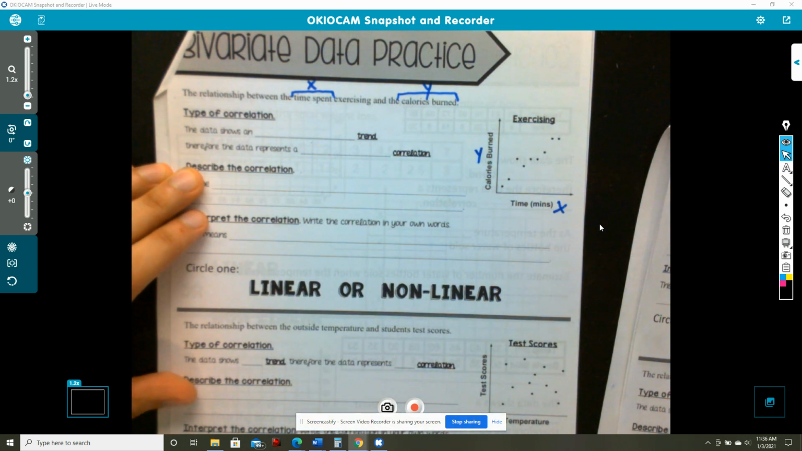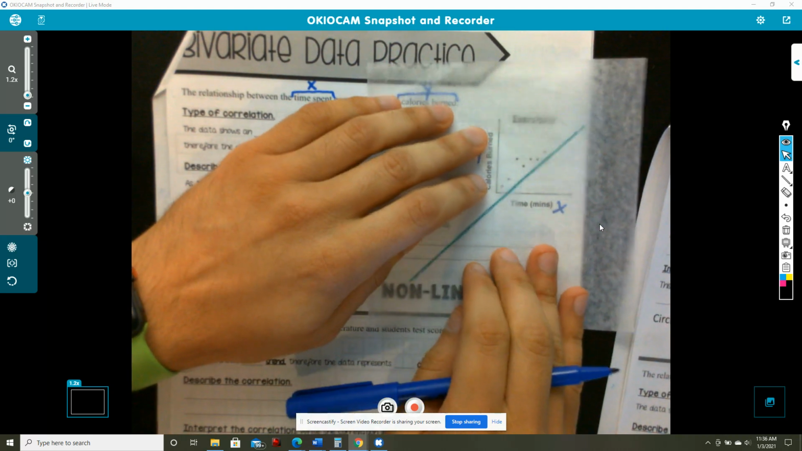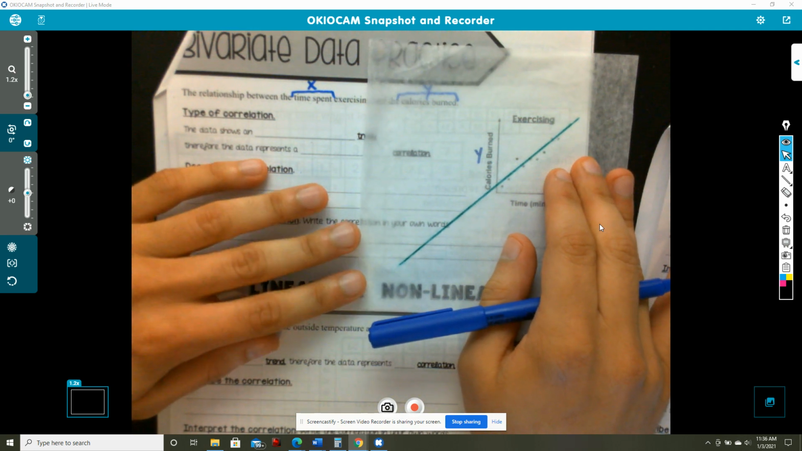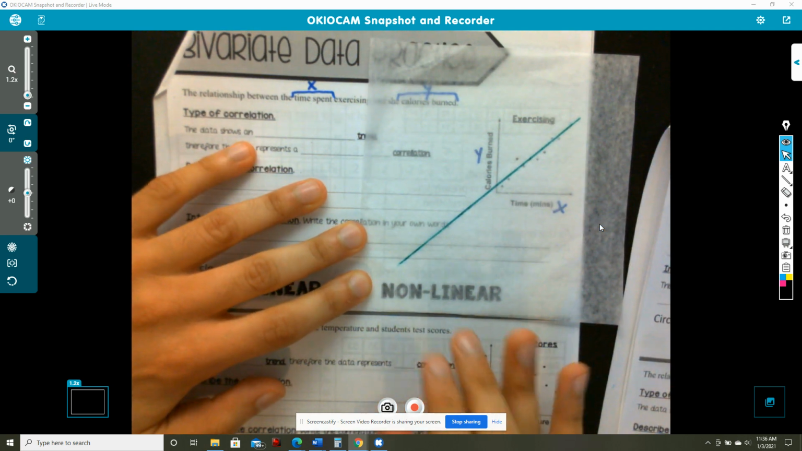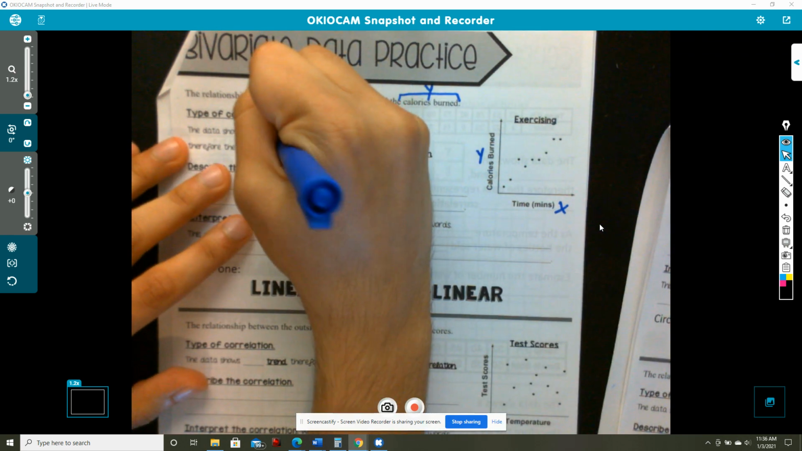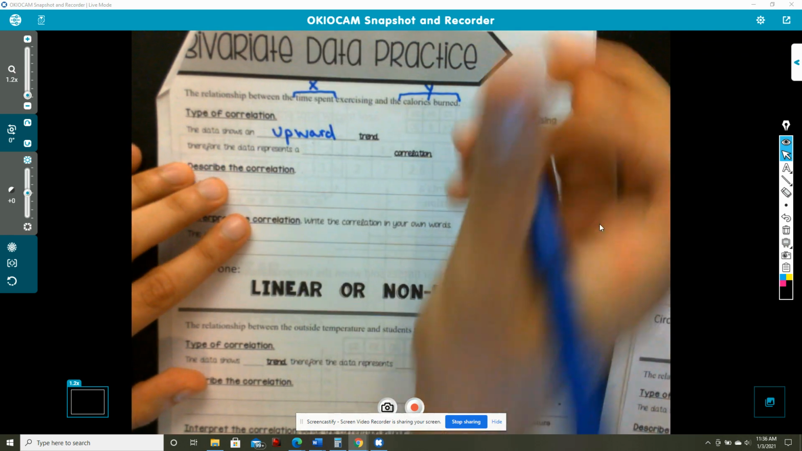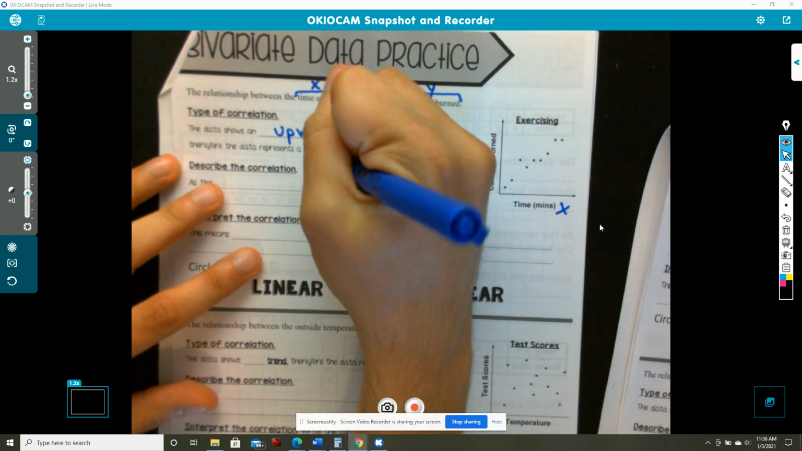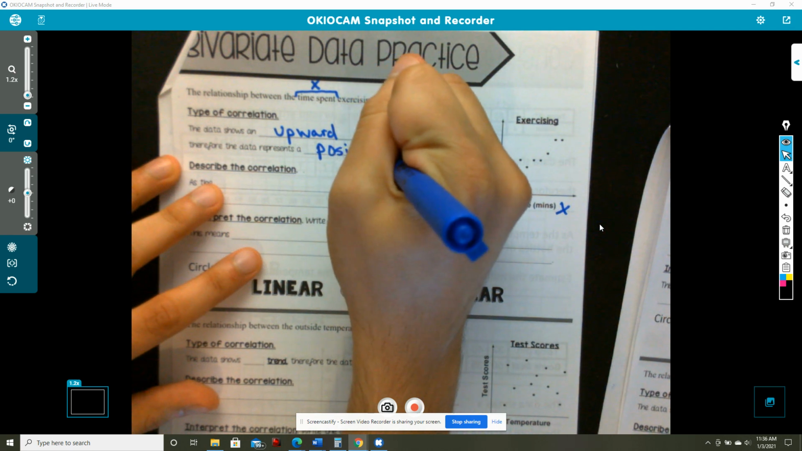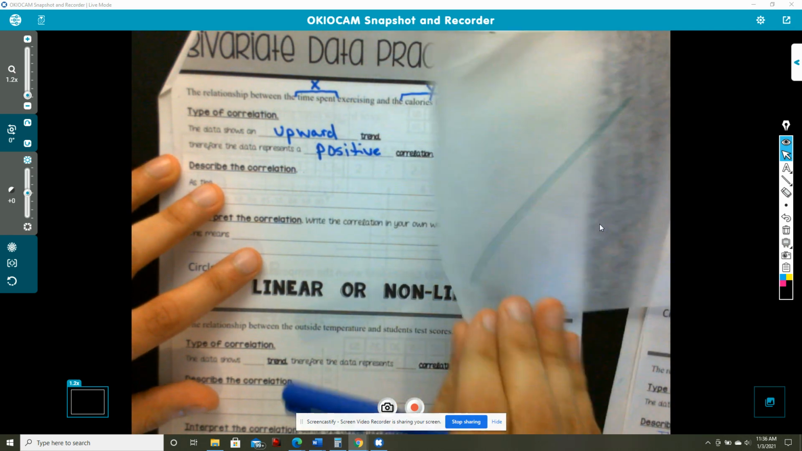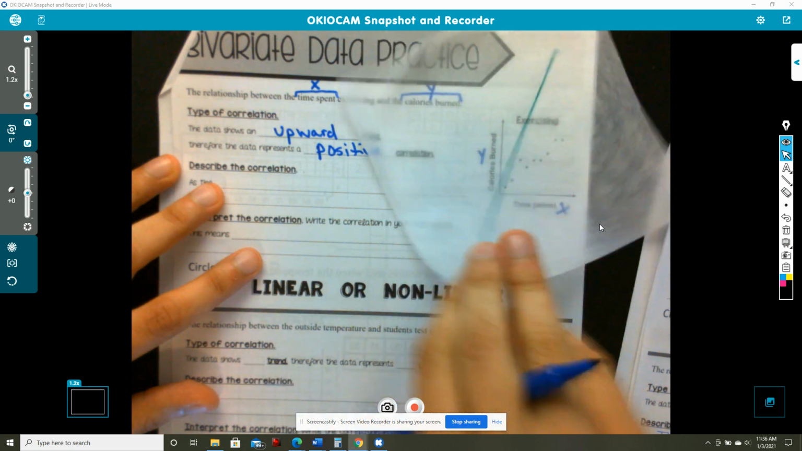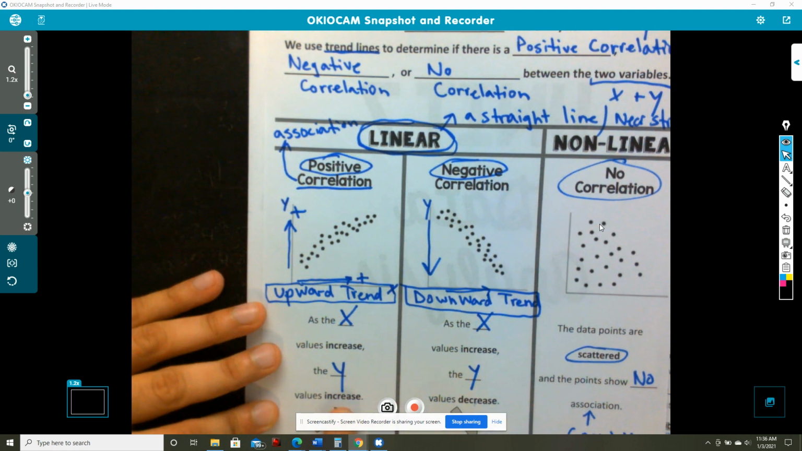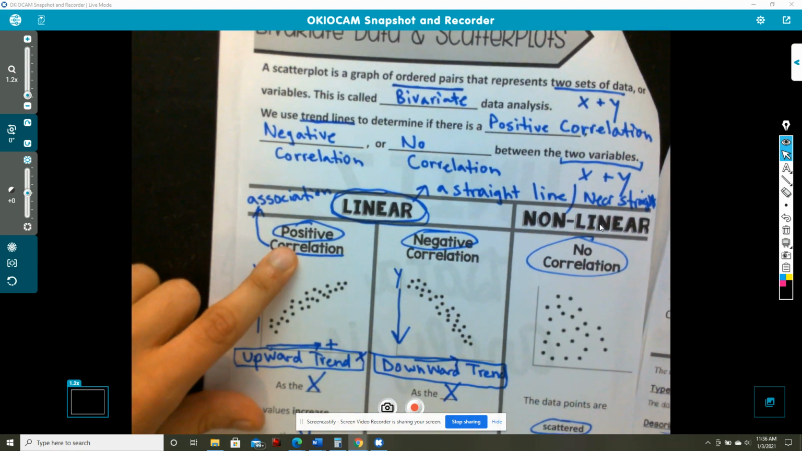Well, let's take a look at it. Is it making a straight line or a near straight line? The answer is yes, and it's going up. So that means that it shows an upward trend. This is going to be upward. Therefore, the data represents blank correlation. So that would be positive correlation since it's moving up. So as the x values are rising, the y values are rising. If you go back over here, as the x values increase, y values increase. So if both of them are increasing, it's a positive correlation.